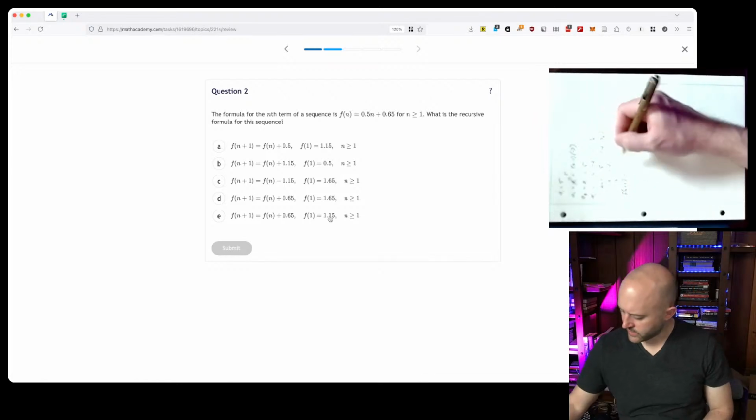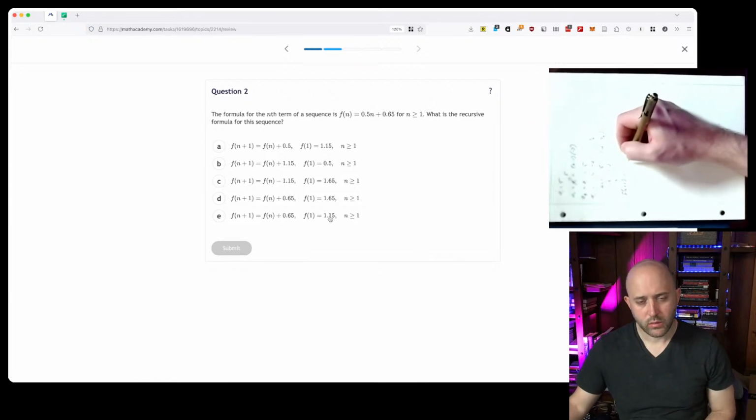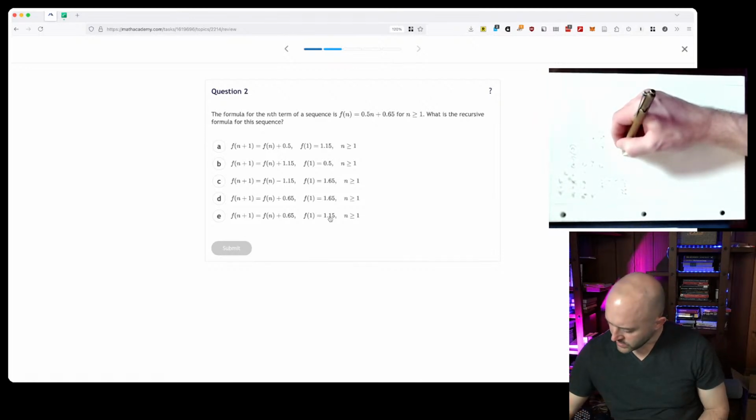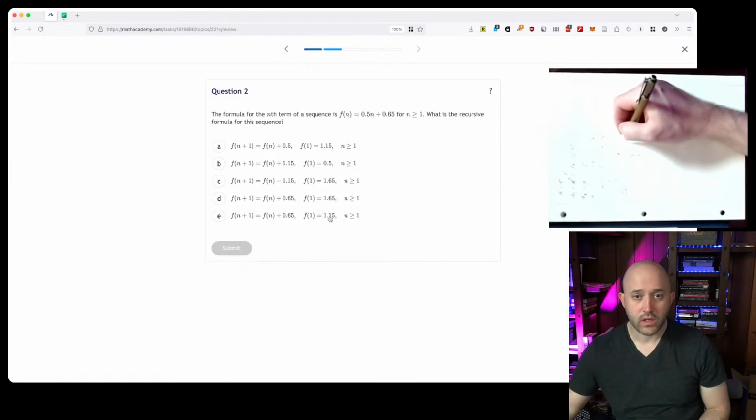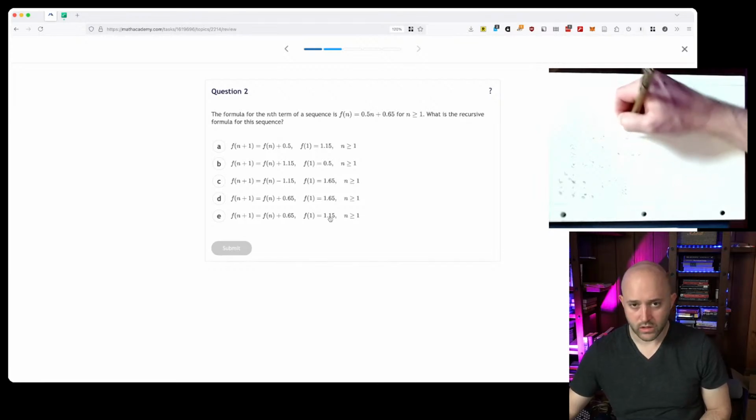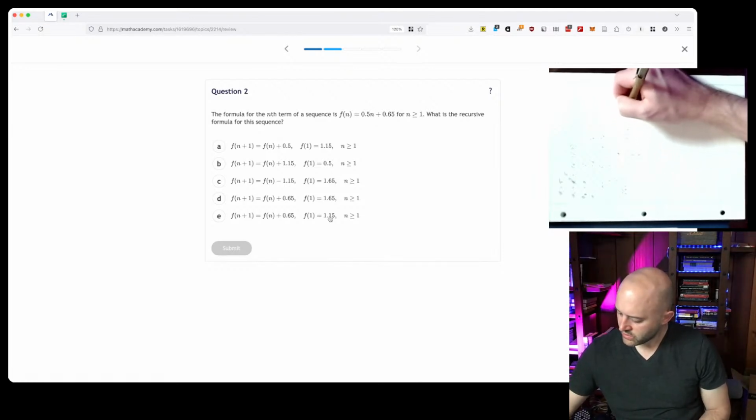Okay, let's think about this. The formula for the nth term of a sequence is 0.5n plus 0.65. Let's just do the first few n's: n of 1, 2, 3. So n of 1 is 0.5 times 1 plus 0.65, which is 1.15.